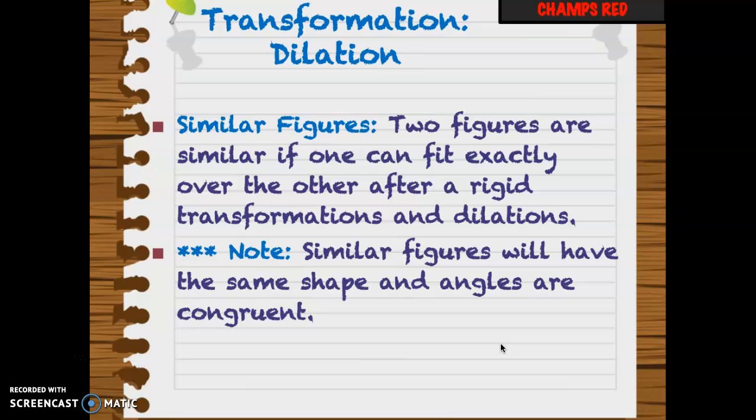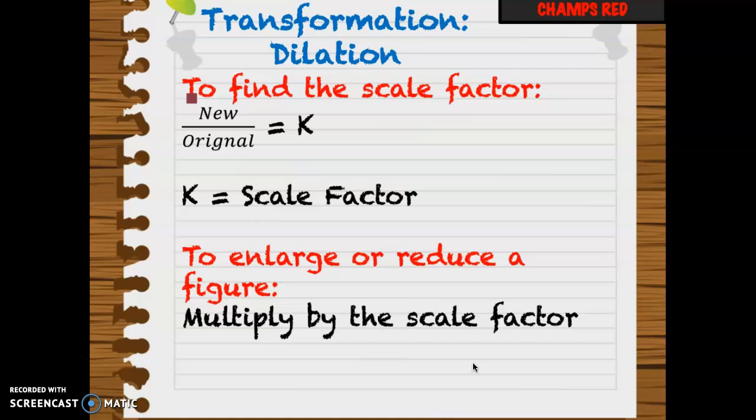I just want you to quickly make sure your book is updated to similar figures. Similar figures are when 2 figures, if one can fit exactly over the other as a rigid transformation and a dilation. That means a reflection, rotation, or translation occurred, and then the image went smaller or larger. Note that the similar figures will always have the same shape and angles. Angles don't change even if it gets smaller or larger. The angles will always stay the same because the shape stays the same.